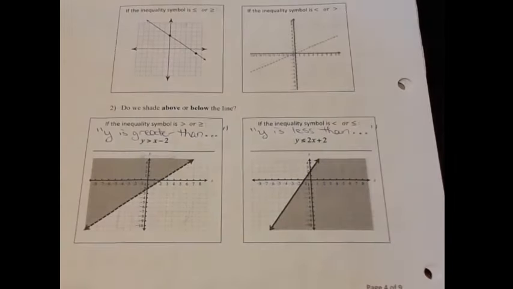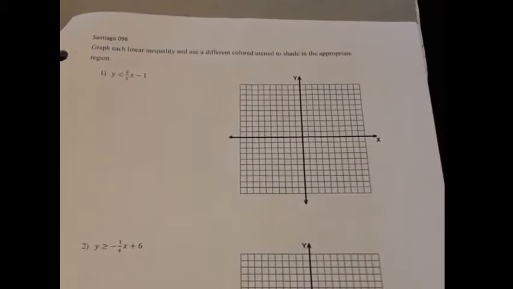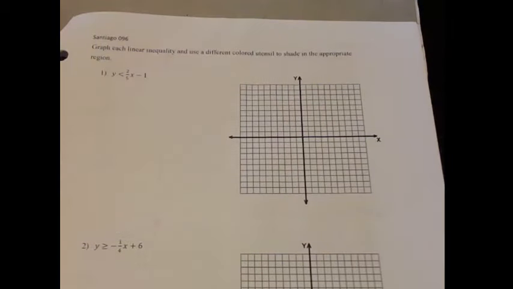That implies we're going to shade below. At some point during your notes, I will show you how to test this to make sure that you shaded the correct region. But let's keep going. Let's graph each linear inequality, and we're going to use a different colored utensil to shade in the appropriate region. I'm going to use my pink Sharpie, or in other words, my highlighter.